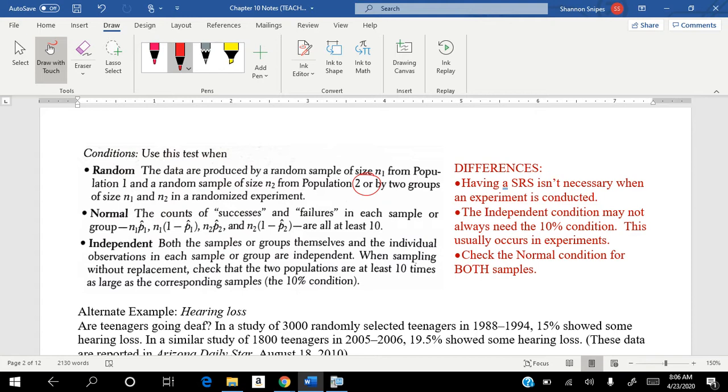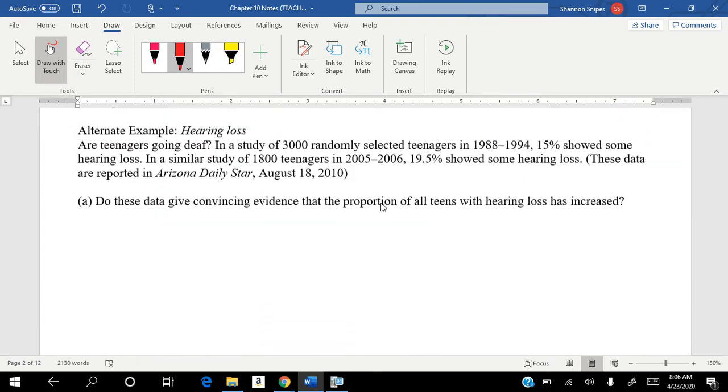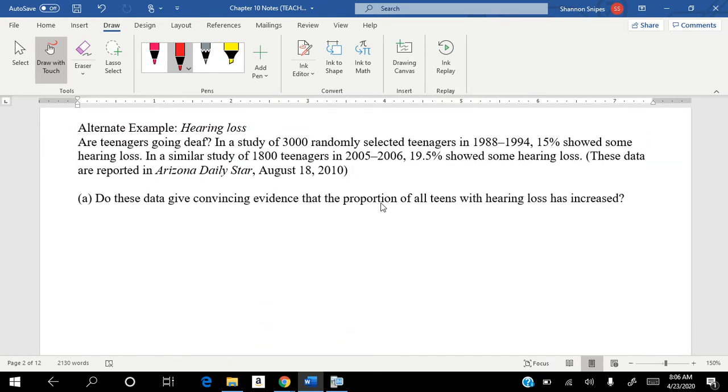And there's some tweaks we have to make with this independent condition based on what the problem is asking us for, and I will make sure I get into that as we go. So bullet number 2, the independent condition may not always need the 10% condition to be checked, and usually this will happen in experiments. And then, of course, check the normal condition for both samples. Okay, so let's do a problem. Are teenagers going deaf?